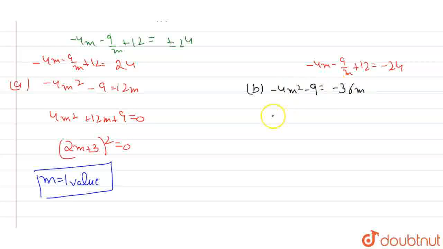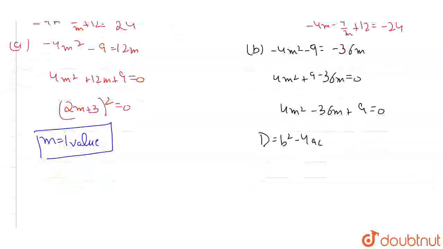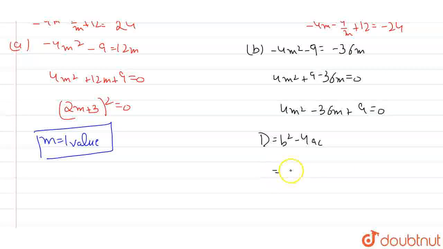So this will become 4m square plus 9 minus 36m equals 0, and this will become 4m square minus 36m plus 9 equals 0. Okay, so now I will find the D of this equation. We know D is b square minus 4ac, basically telling how many solutions you can have. So we can check if 36 square minus 4 into 4 into 9 is greater than 0. If the value is greater than 0, we have two values of m from this equation. So we know that the value will come out as greater than 0, positive.